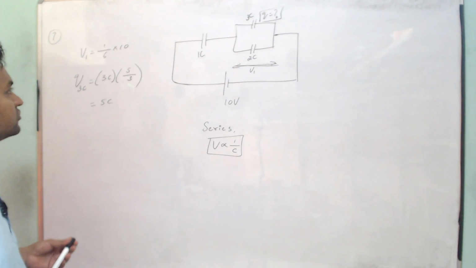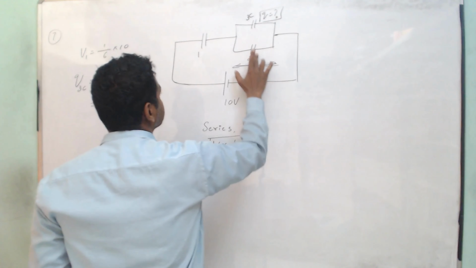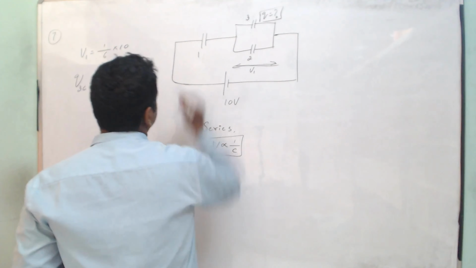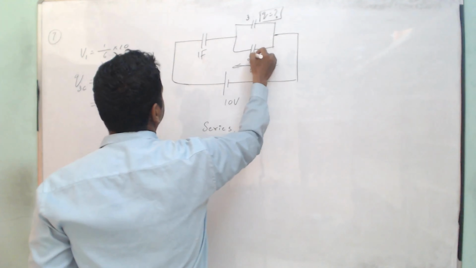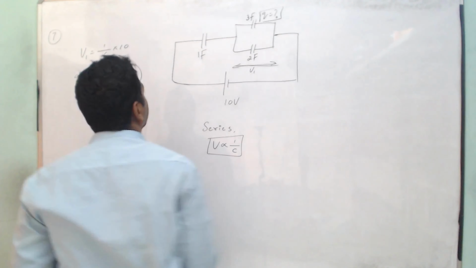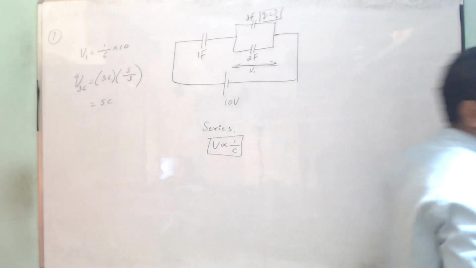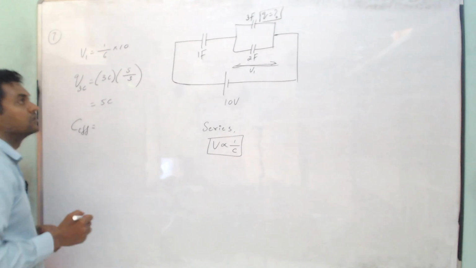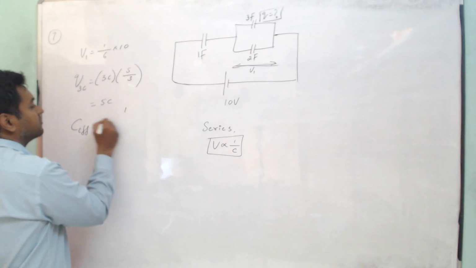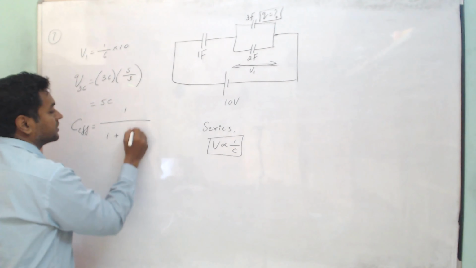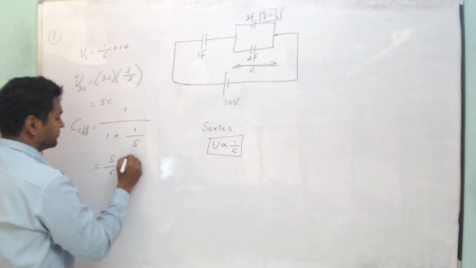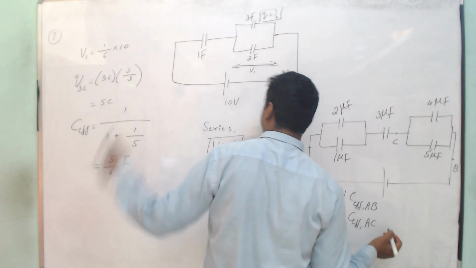Sorry, I again gave the capacitance. I was going to give 1C, 2C, 3C. I said 1 coulomb, but this is 1 Faraday, 2 Faraday, and 3 Faraday. And obviously, what is C effective if he will ask? Find C effective. So C effective is equal to 1 divided by 1 by 5 plus 1. 5 by 6, sir. So it is 5 by 6 Faraday.